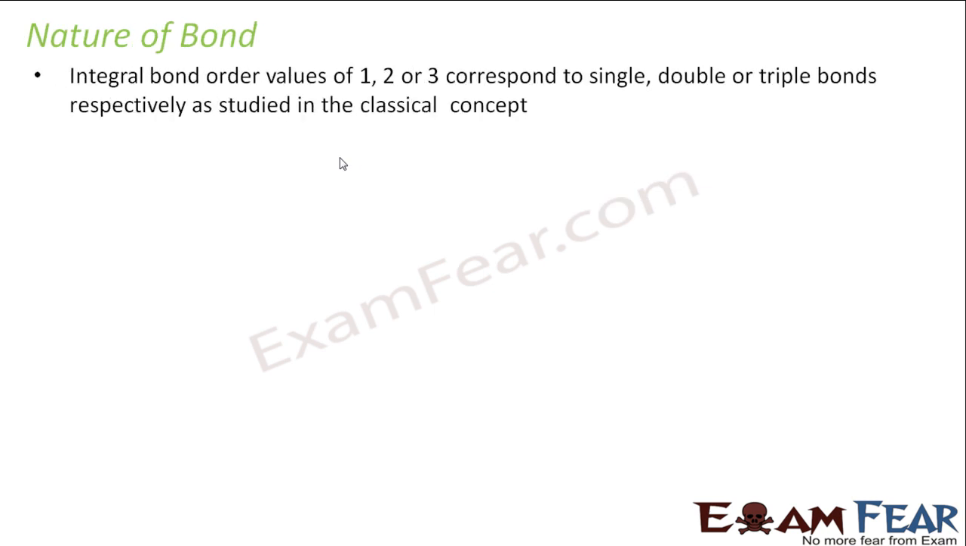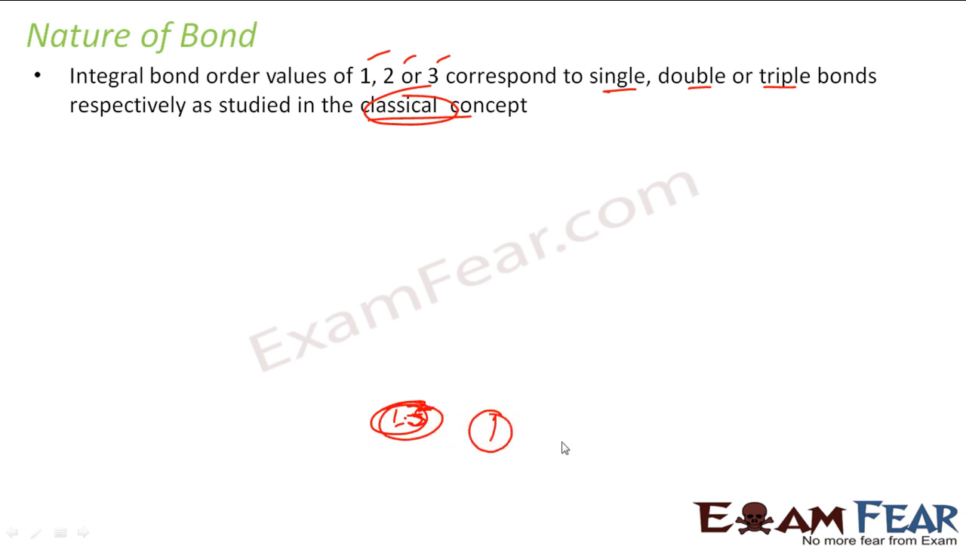So we talk about the nature of bond. An integral bond order of value 1, 2, 3 is generally for a single, double or triple bond, right? This is generally something which we learn in the classical concept. But we have seen resonance and all, right? In resonance, we get 1.5 as a bond order. So if the bond order is 1, we say it is a single bond, 2 a double bond, 3 a triple bond. If it is 1.5, we say it is resonance.